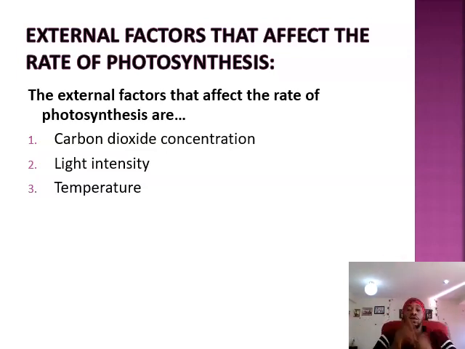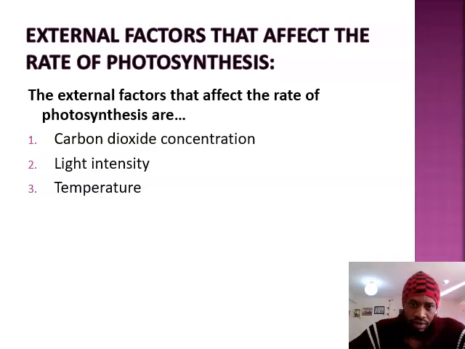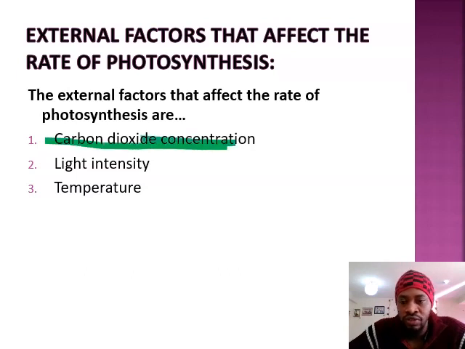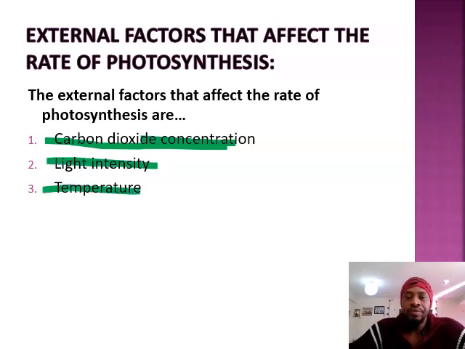Now, the external factors that affect the rate of photosynthesis are carbon dioxide concentration, which means the amount of carbon dioxide present, the light intensity, how bright is the light, and temperature, is it high temperatures or low temperatures? So we'll see how each of them plays a role in either speeding up or slowing down the rate of photosynthesis. Now, we'll start with carbon dioxide concentration.